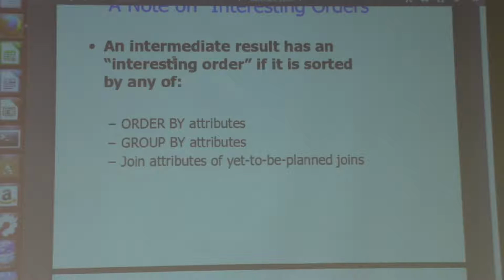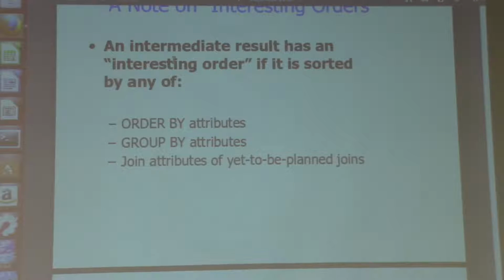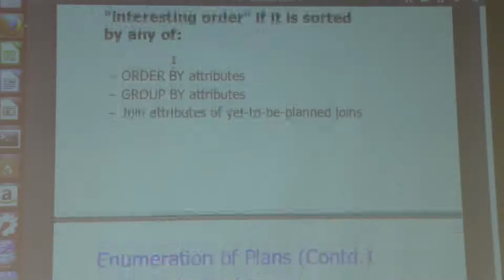However, there are no group by or order by involved, by the way, in this case. However, because you are joining name with C, and you happen to know C is already sorted by name, then what is the interesting order? Well, the interesting order is to join A and B with sort merge join, even though it's maybe more costly. Why? Because once you finish that, you can join A, B, and C almost for free, because C is already sorted by name. That's an example of the join attributes of yet to be planned joins. Okay?